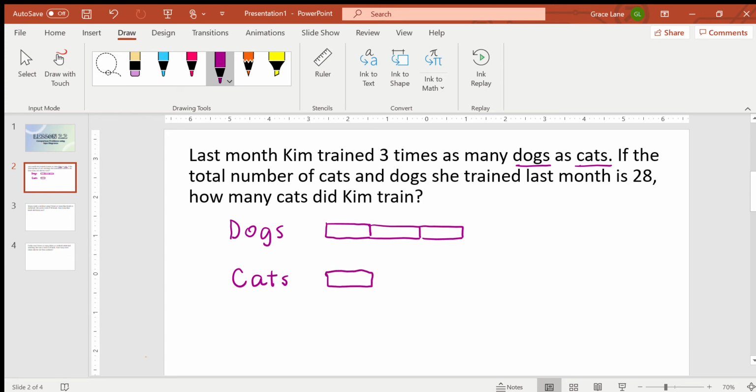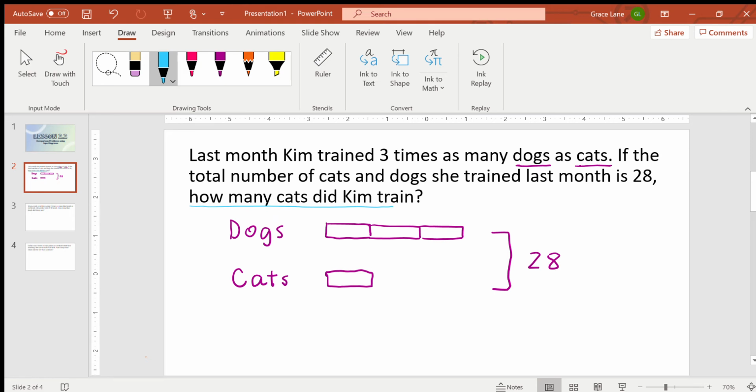The second sentence then tells us the total number of cats and dogs together is 28. And so because I'm talking about cats and dogs all together, I'm going to show that all of my boxes together will equal 28. And so right now, that's all the information that is given. My question that I'm answering eventually is how many cats did Kim train?